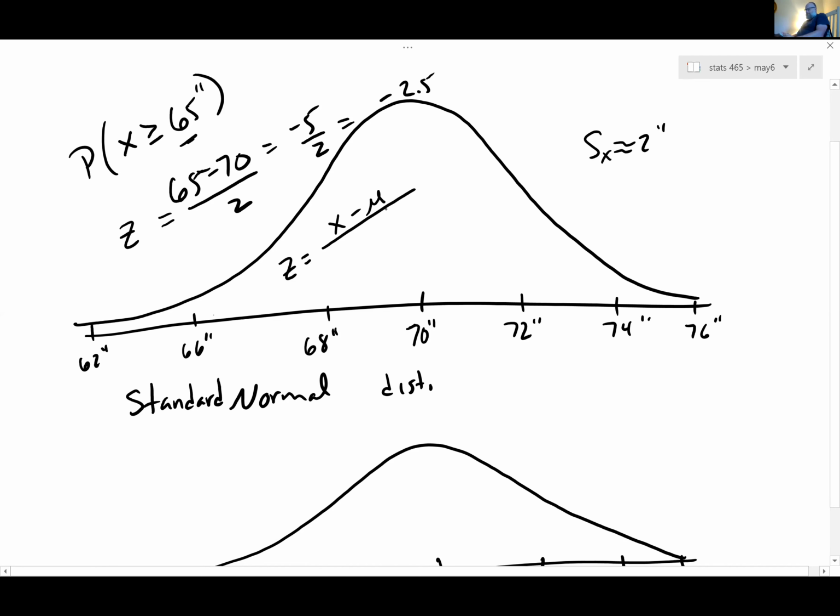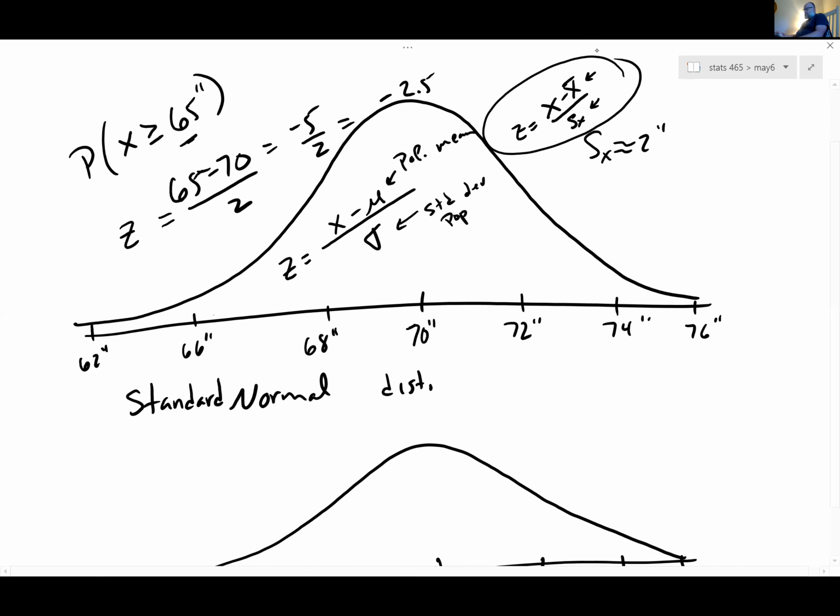Most books will write it like this initially, where mu is the population mean, and sigma, lowercase sigma, is the standard deviation of the population. Oftentimes I get in the habit of writing it like so: x minus x bar, divided by Sx. That is, I use the sample average and the sample standard deviation. From time to time I'll go one way versus the other. In practice, we do a lot of this because we don't know the population values.